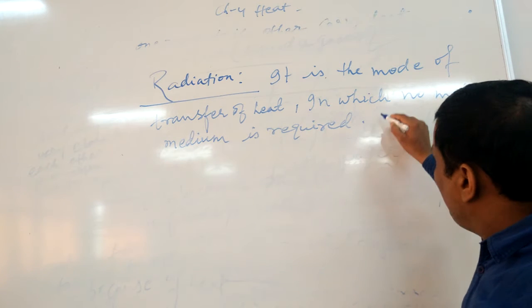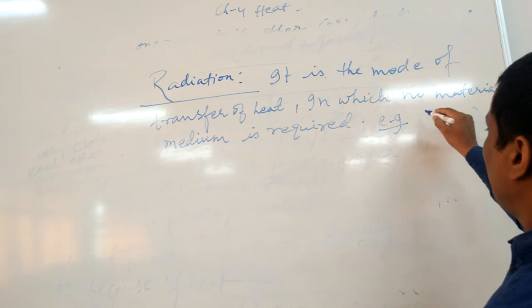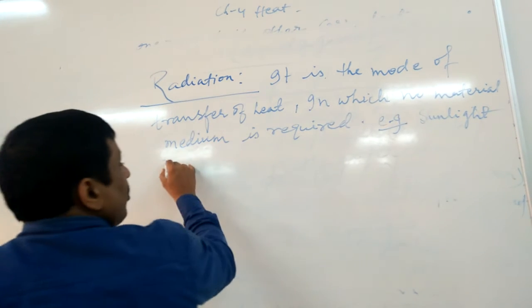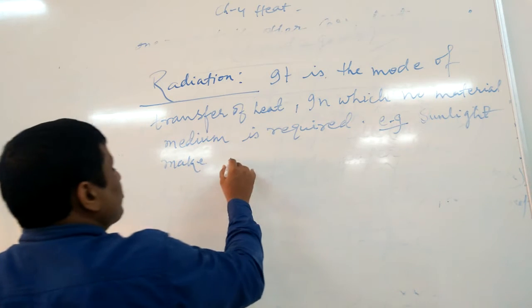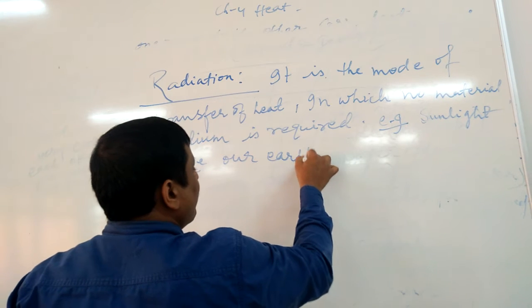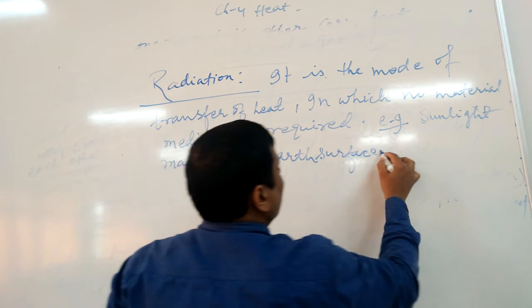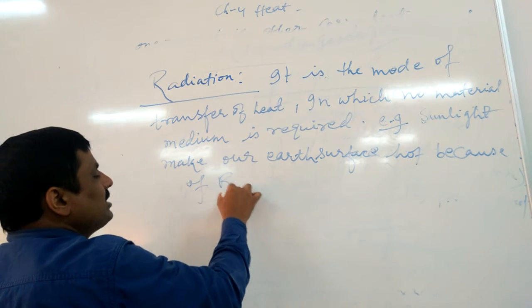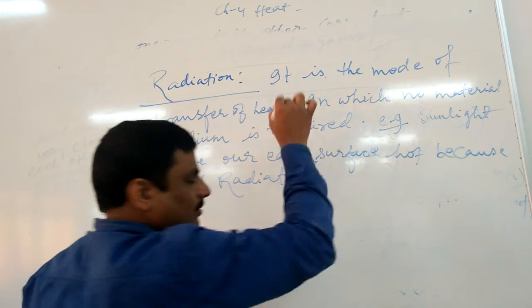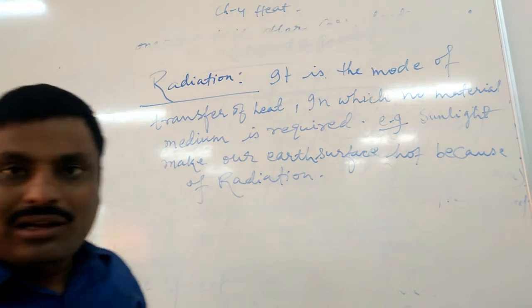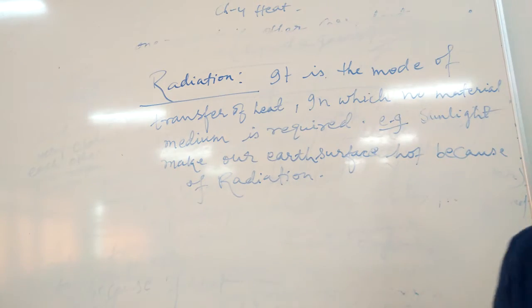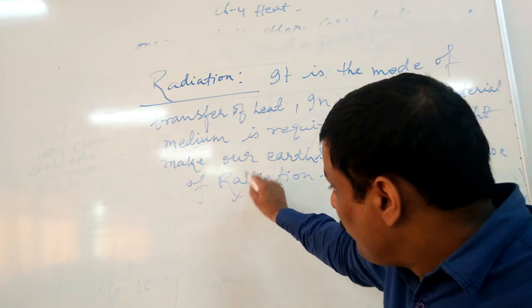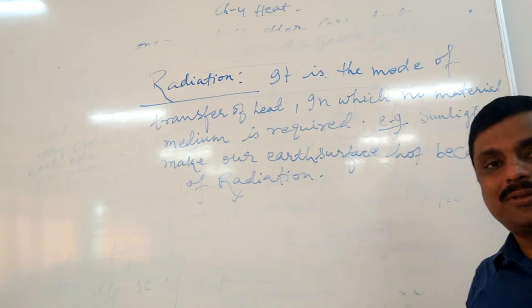Here the example is sunlight. Sunlight makes our earth surface hot because of radiation. As here heat comes from the sun, no material medium is required to make heat reach from the sun to the earth. So this is an example of radiation, a mode of transfer of heat.